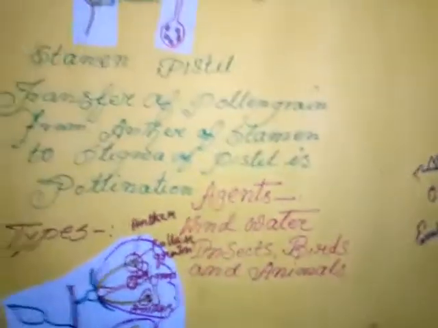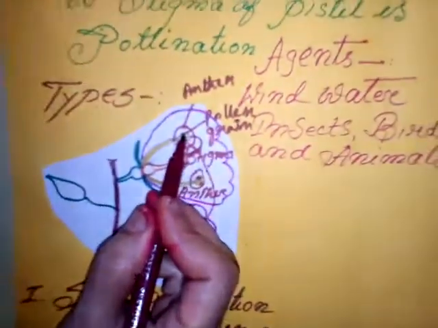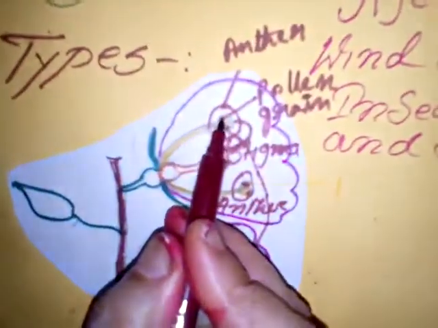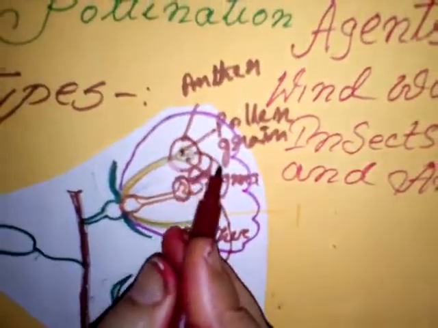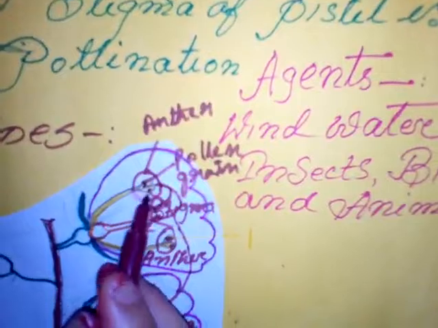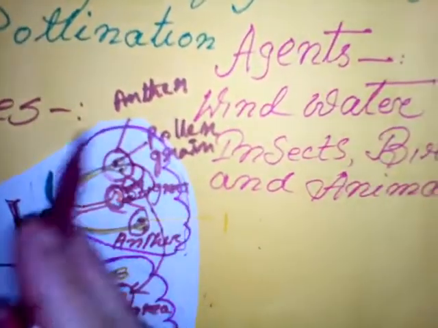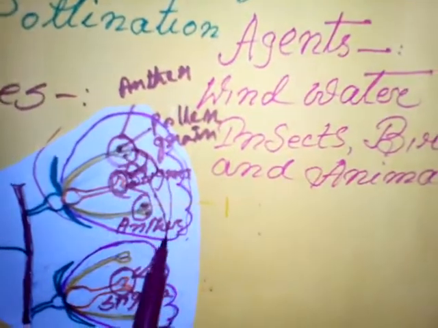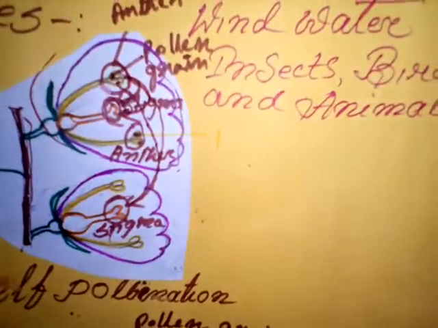Pollination is of 2 types, self-pollination and cross-pollination. What is self-pollination? Transfer of pollen grains, this is the black dot. This is the pollen grain and this portion is the anther, from anther to the stigma. This part is the stigma. So transfer of pollen grain from anther to the stigma of the same flower, or another flower of the same plant, is called self-pollination.